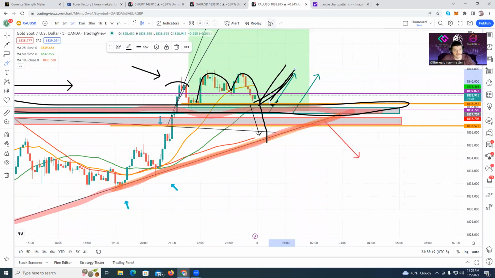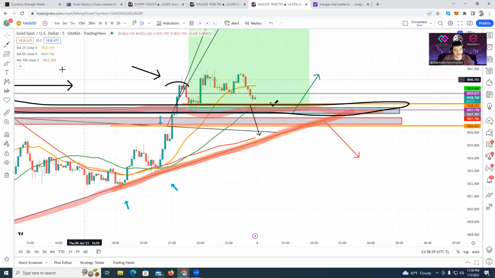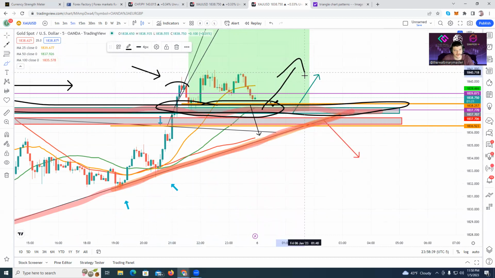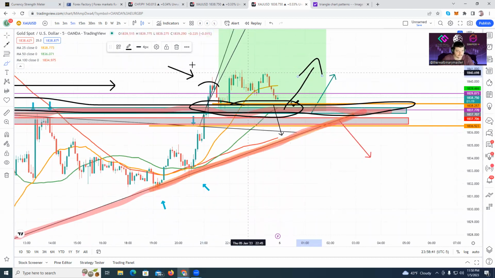Now, let's get rid of these lines that we just drew up. What can we see here? Remember, the double top is not bearish until the bottom is broken. So as long as price action is staying above this area, we can anticipate we are going to head higher, okay?